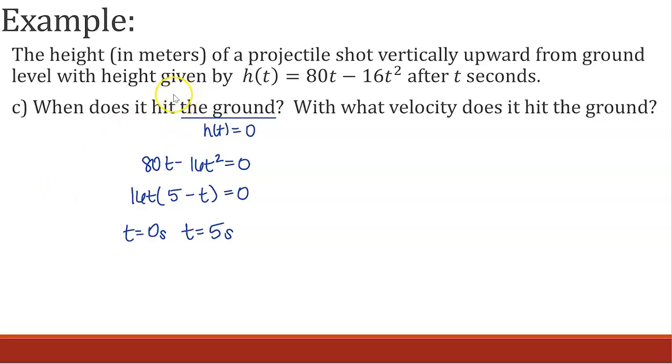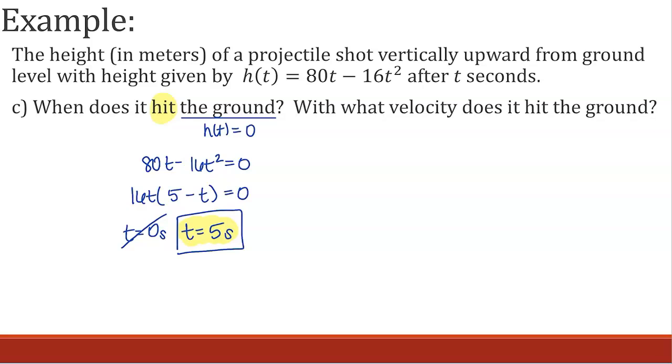We want to be careful about something, though. This question says, when does it hit the ground? So remember, this is a projectile that was shot vertically upward. And so it's going to go up, and then it's going to hit the ground at 5 seconds only. So at 0 seconds is when it was launched. That's not when it hit the ground. So we want to pay special attention to hit the ground, which means the answer is only 5 seconds. At t equals 5 seconds is when the object hits the ground. Now the second question, with what velocity does it hit the ground? So we said, the velocity isn't 0 when it hits the ground.